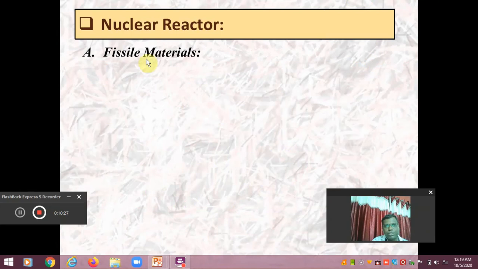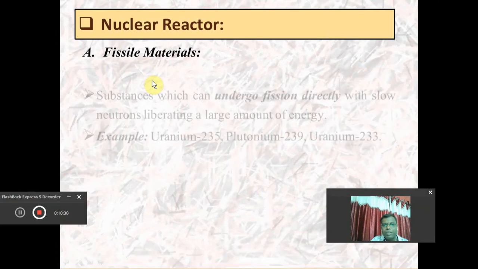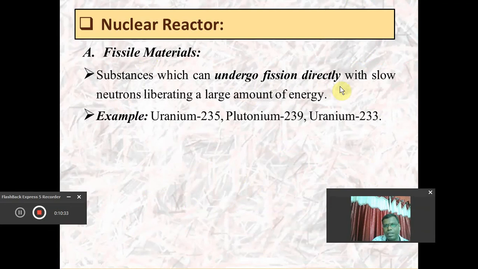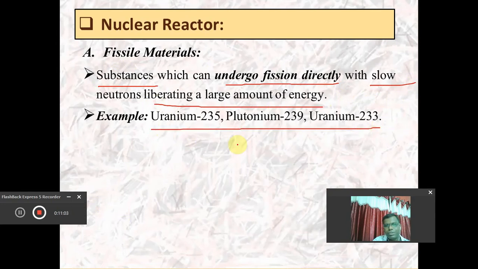The first one is called fissile material. What is this fissile material? Substances which can undergo fission directly with slow neutrons, liberating a large amount of energy, are called fissile material. We already discussed this, I think you can understand. The substances which undergo fission are broken down into smaller nuclei in one step whenever they are treated with slow neutrons, liberating a large amount of energy. And these are the three materials which undergo fission directly, liberating a large amount of energy. That's why these materials are called fissile material.